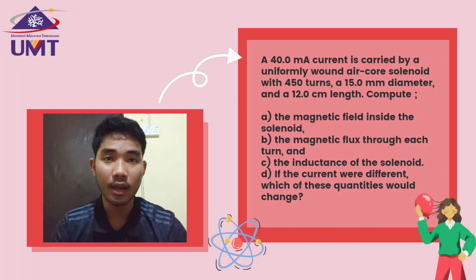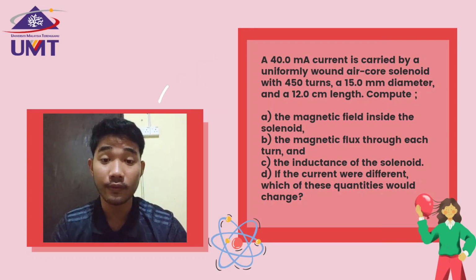A 40 milliampere current is carried by a uniformly wound air-core solenoid with 450 turns, and its diameter is 15 millimeter and the length is 12 cm. Calculate A. The magnetic field inside the solenoid. B. The magnetic flux through each turn of the coil. C. The inductance of the solenoid. And D. If the current were different, which of these quantities would be changed?